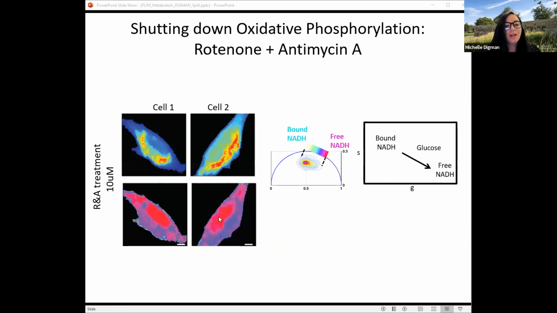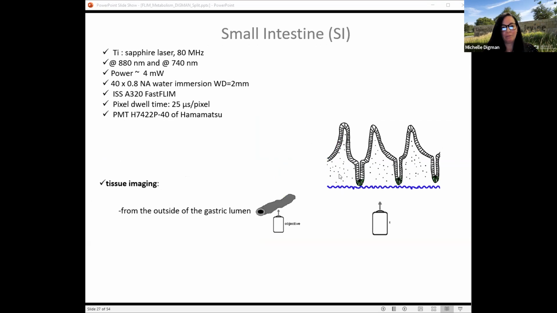Okay, so here is now a final treatment with Rotenone and Antimycin A together at about 10 micromolar concentration, and these cells are shutting down their normal respiration. They're shutting down the oxidative phosphorylation path and reverting to a more glycolytic pathway.